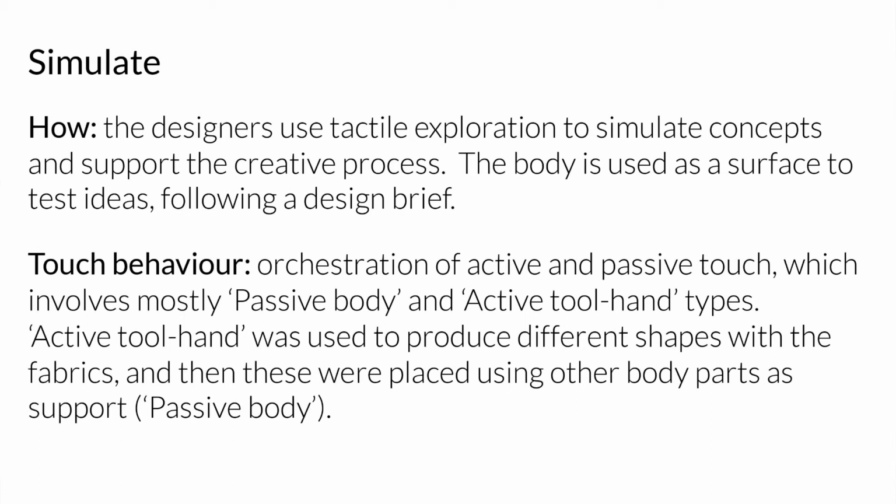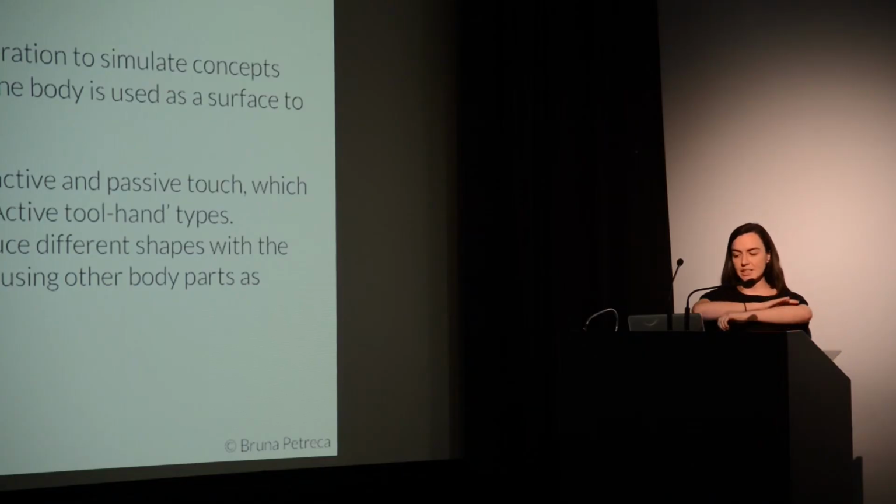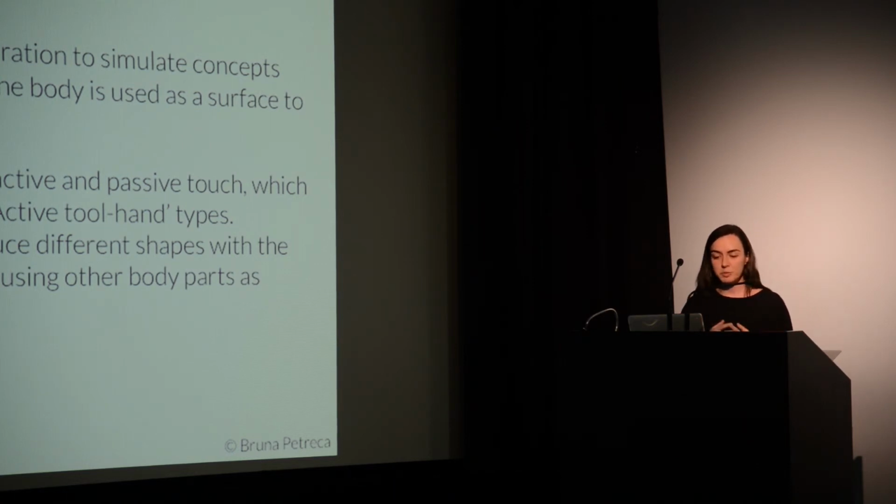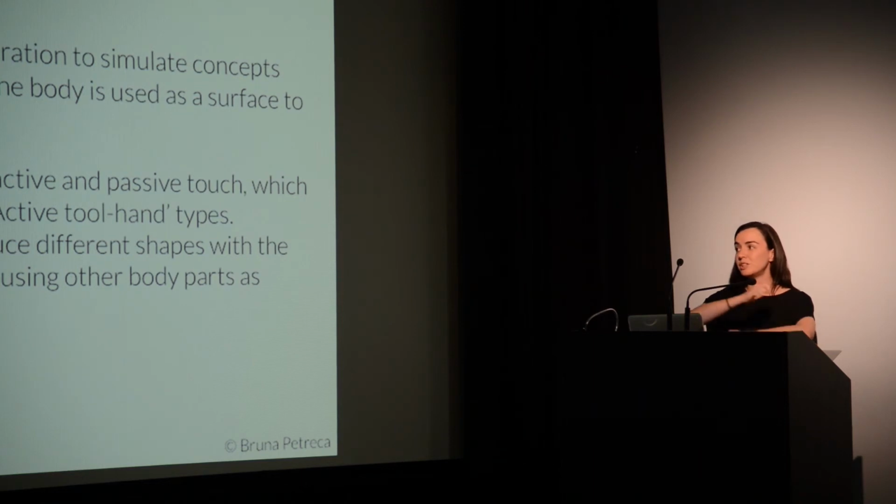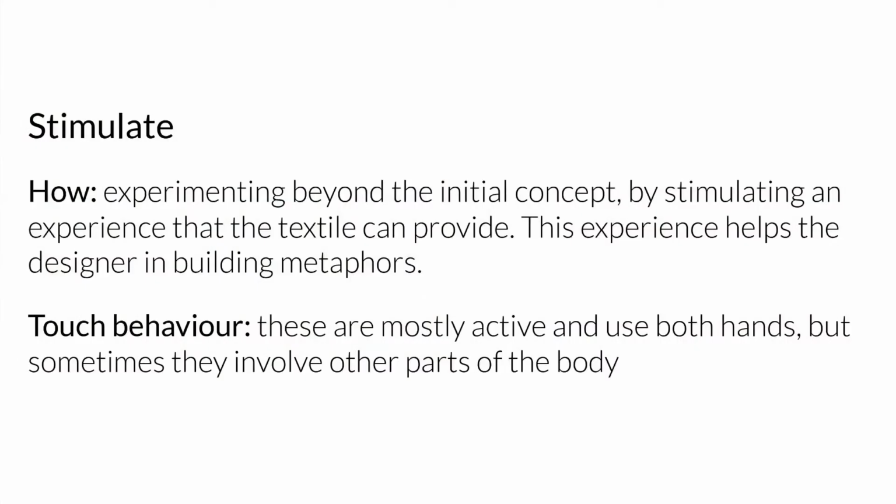In simulating, the designer used the tactile exploration to simulate concepts and support the creative process. They use the body as a surface to test ideas, which are usually following a design brief, because they're looking for something specific. This touch behavior will be an orchestration of active and passive touch, and involves mainly passive body, active tool hand types to create these shapes and place them on top of the body and see what happens and start to simulate with this concept.